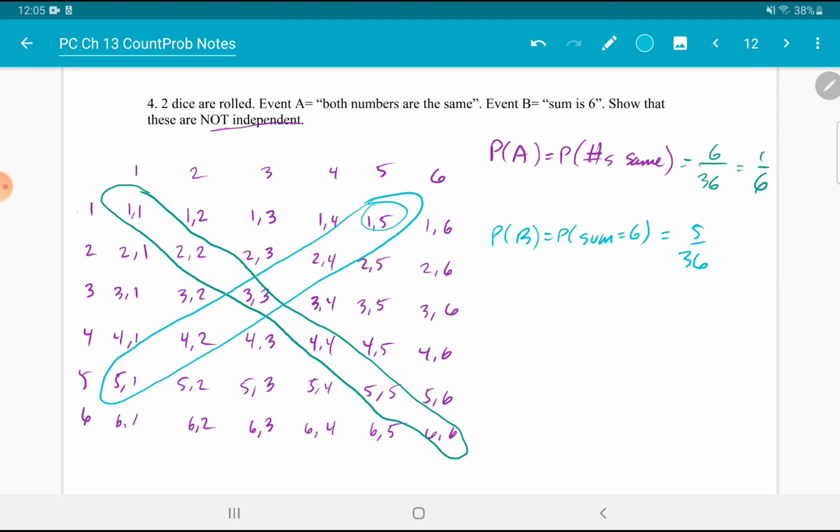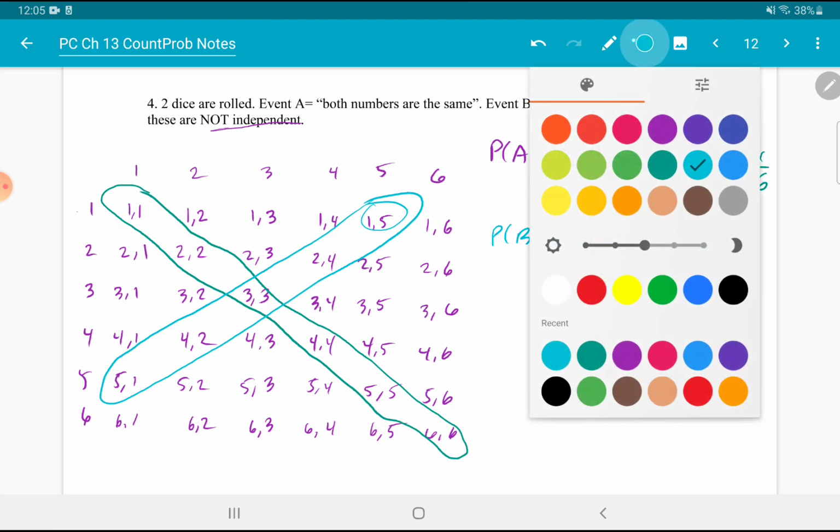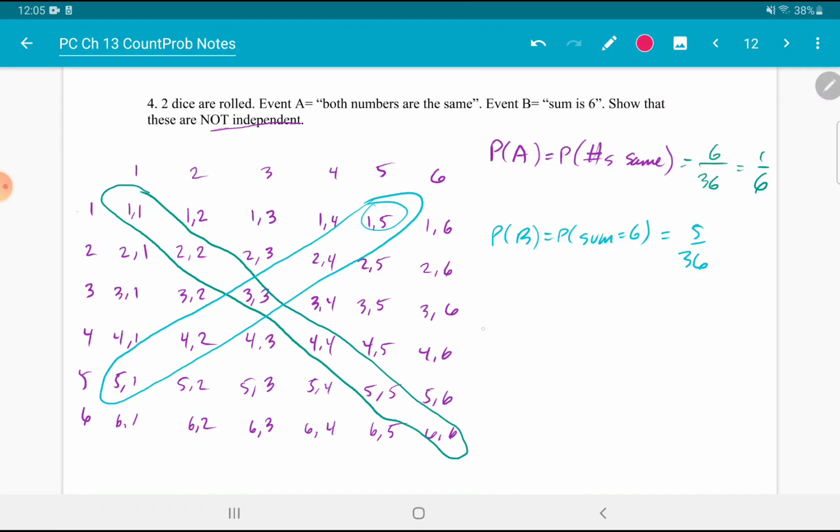Show that these events are not independent. So keep in mind what we're looking for. What we want to show is, does the probability of A times the probability of B actually equal the probability of event A times the probability of event B, given that A actually occurred? What we want to prove is that it's not equal. So let's go ahead and do that.